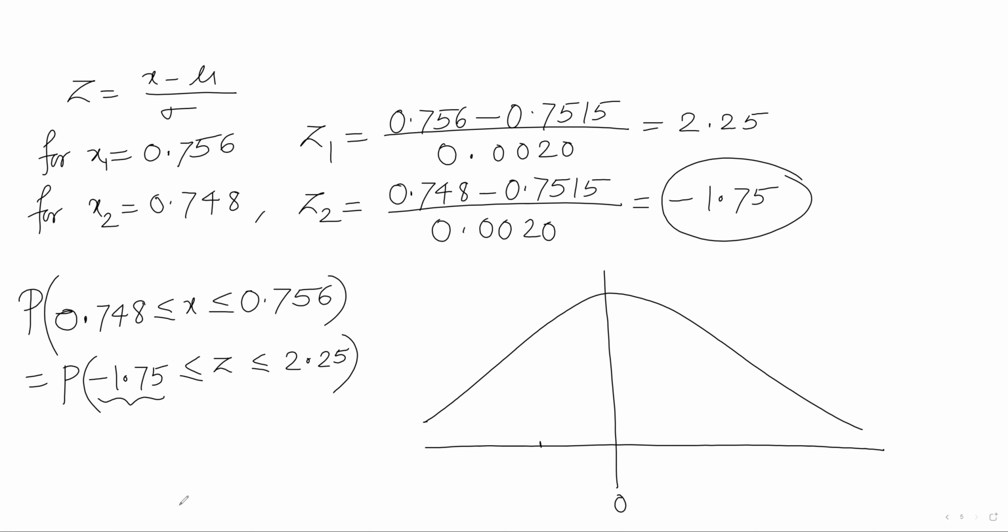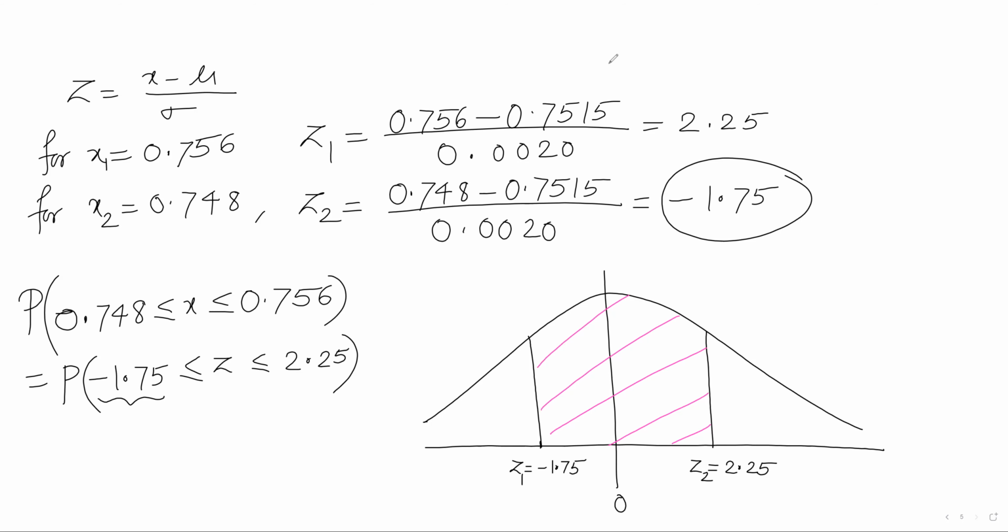So minus 1.75 is somewhere here. Let us say that this is your minus 1.75, correct? And where do we have this 2.25? It is somewhere here. We call it say Z2. So Z2 is say 2.25, correct? What we want is the area under this curve. That means I want this entire area.